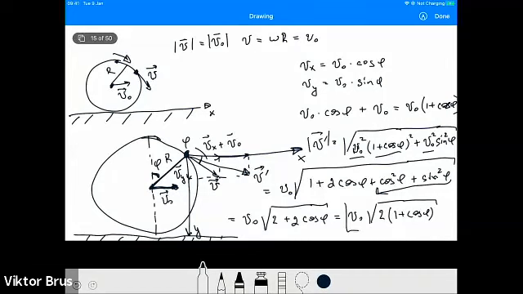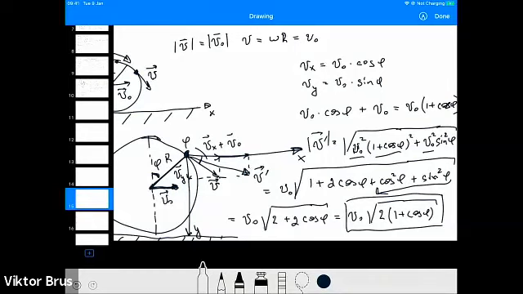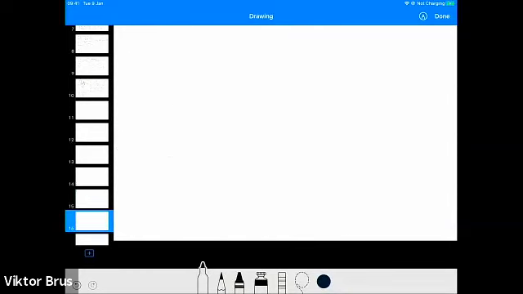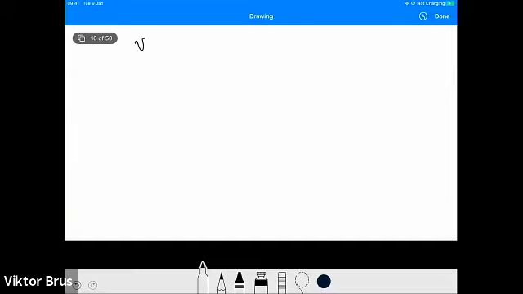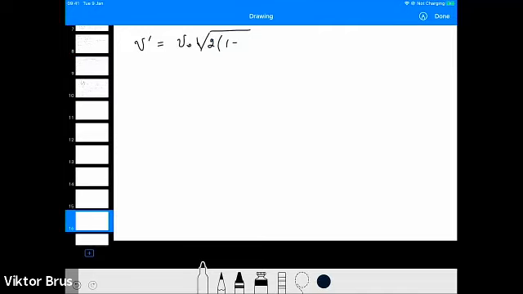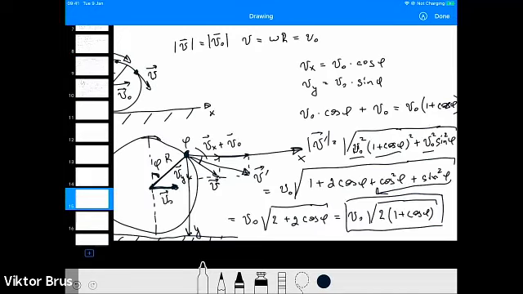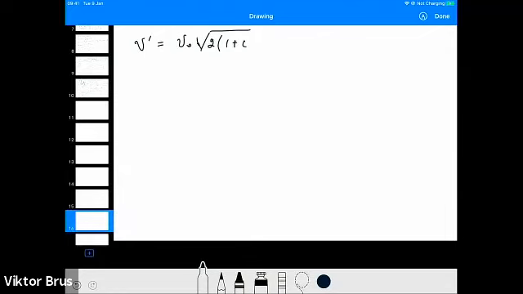And let's keep this in mind. So we go to another slide. We don't have space here. So v prime is equal to v naught square root of 2 multiply 1 plus cosinus phi.